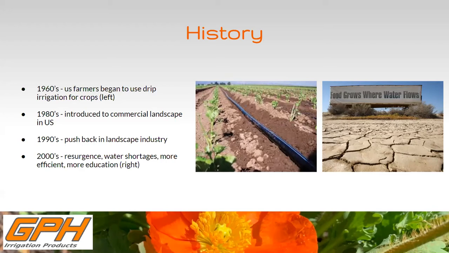But then in the 2000s, technology kept improving on drip because we kept using it for agriculture. And then there was a resurgence, a lot to do with water shortages. It was more efficient, technologies had been improved, and there was more education.